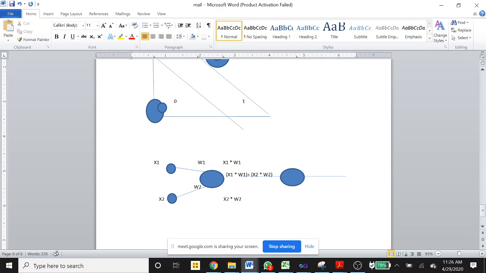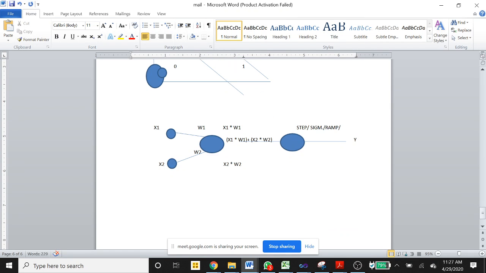Over here we can use any type of activation function, either the step function or the sigmoidal function, or different types of functions are there. Ramp is another function. So there are different types of functions that we can use. After performing these functions, we will get the output as y.